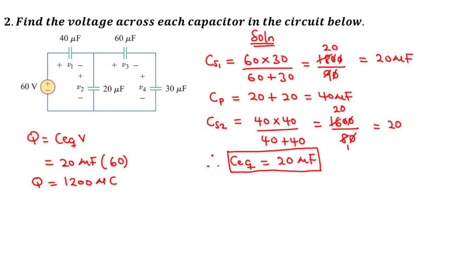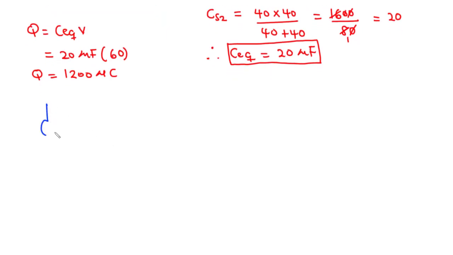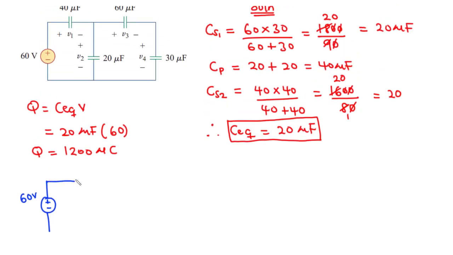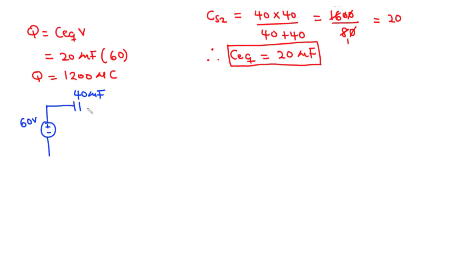Now let's focus on finding the voltage across each of the capacitors. At this point, we are going to reduce this particular circuit. So we have the source voltage, don't forget, that is the 60 volt source, and then we have this capacitor that is 40 microfarads. Also notice at this point that for this combination, that is a series combination, we had 20 microfarads, and then we combined that in parallel with this 20 microfarads, and then we had 40 microfarads. So we are going to put the 40 here.